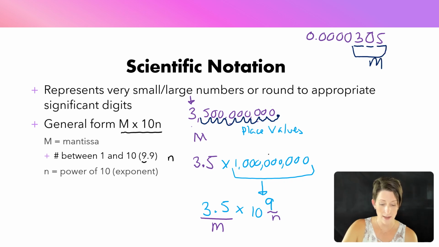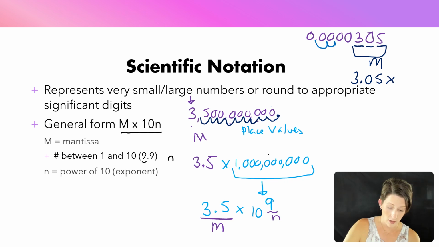That is our mantissa. So it's going to be 3.05 that's going to occupy that place. How many times are we moving that decimal to put the 3 in the ones place? 1, 2, 3, 4, 5. So that means it is 10 to the negative 5.